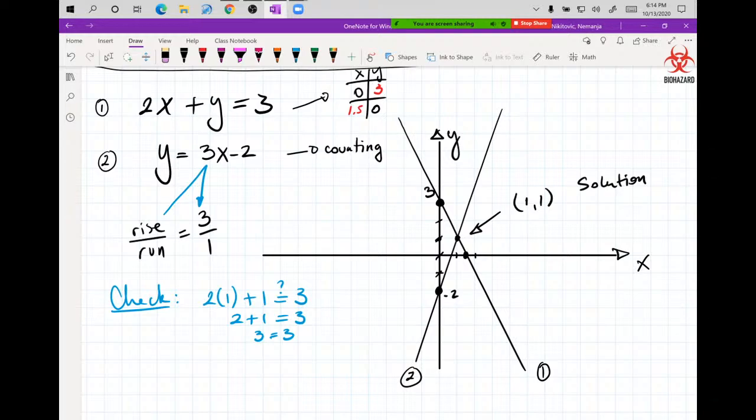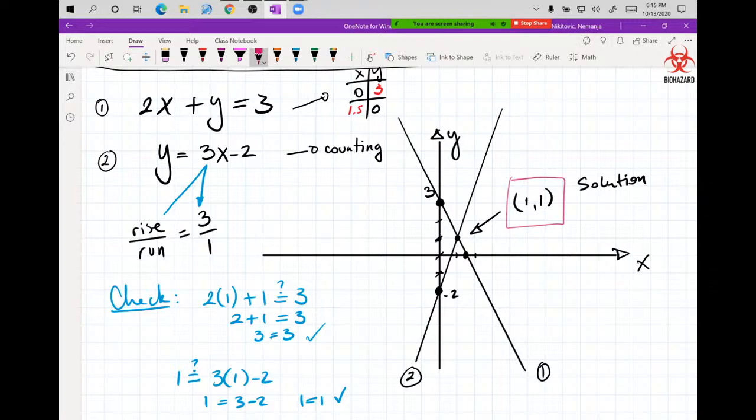And so now we check the first equation when we plug in 1 and 1. And we got a correct mathematical statement. Now we check in the second equation. Is 1 equal to 3 times 1 minus 2? 1 equals 3 minus 2. 1 equals 1. So that's correct as well. And what we have here is definitely a solution because we checked in both equations, and in both equations it gave us the correct statement.